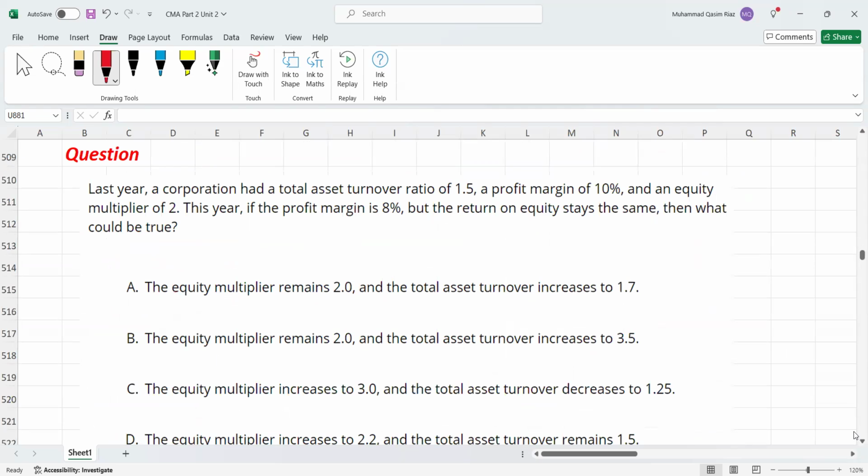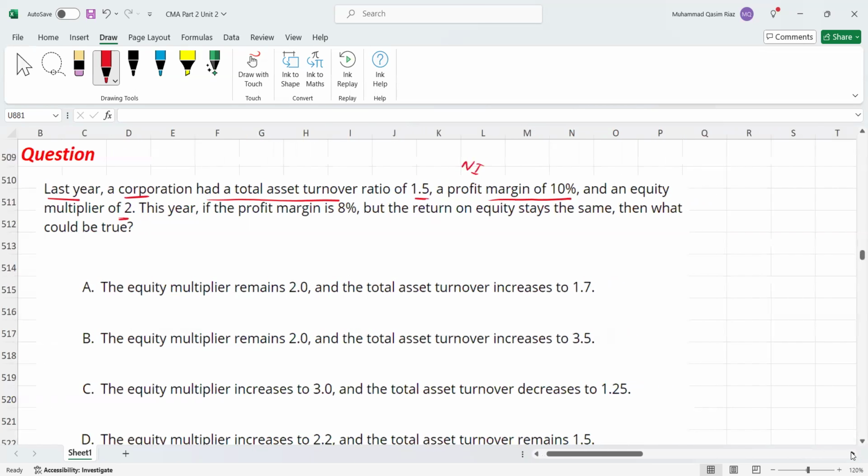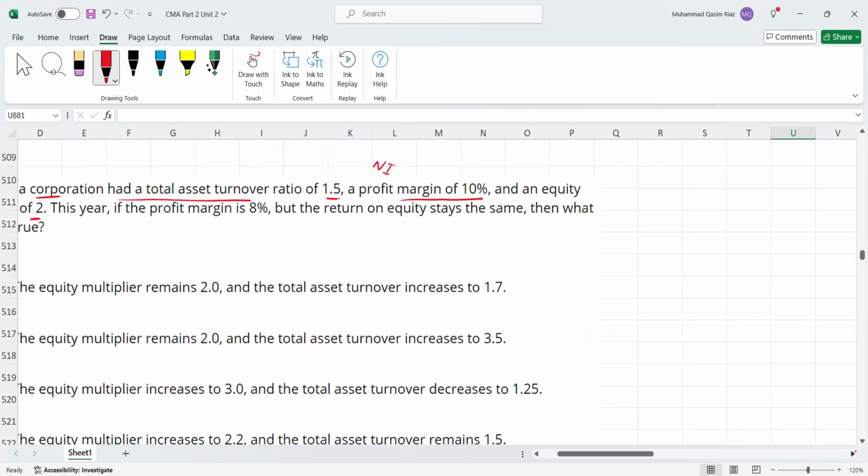So we have here another question. They are saying that last year a corporation had a total asset turnover ratio of 1.5, a profit margin of 10%. Profit margin means the net profit margin, net income. And an equity multiplier of 2. Can you tell me what was the return on equity in the last year? Return on equity by using the DuPont model.